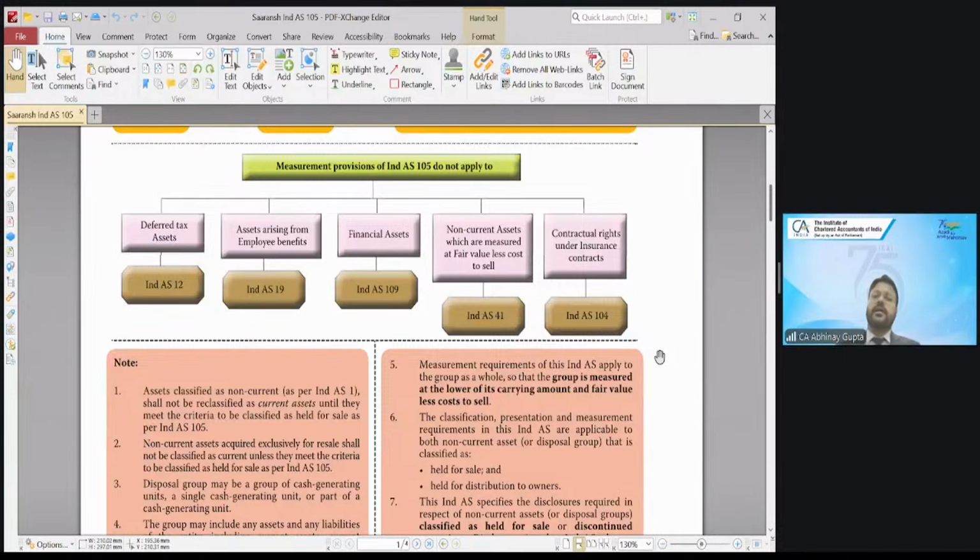Because certainly nobody can come up and say that this is the fair value less cost to sell for the deferred tax asset, right? Deferred tax assets are basically the advantages which the company would be reaping in the future, right? So these are not as such those tangible or intangible assets which we are talking about to measure at the fair value less cost to sell, because there is no cost to sell and there is no fair value for the deferred tax assets, right? And hence they will continue to be measured under Ind AS 12 only. Same thing applies for the other items, right?